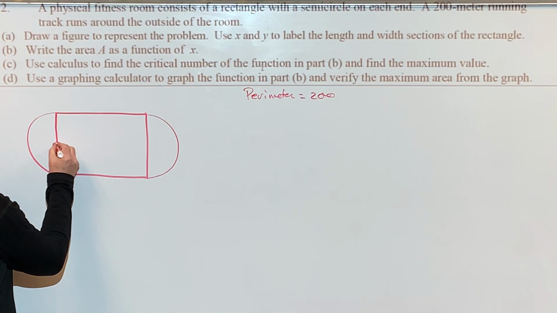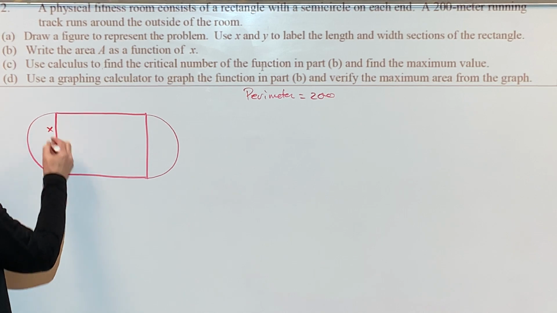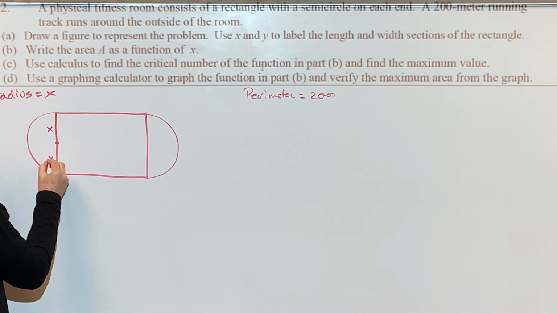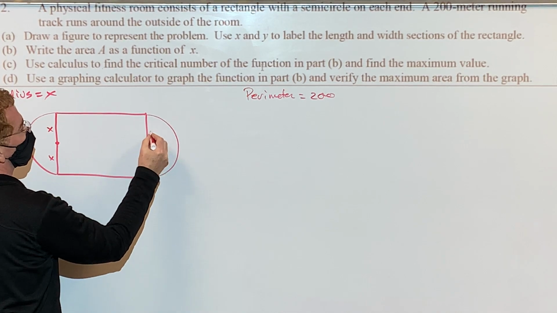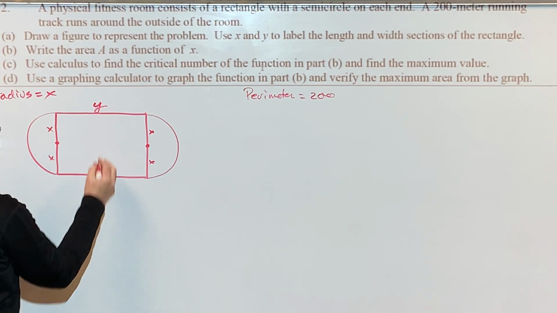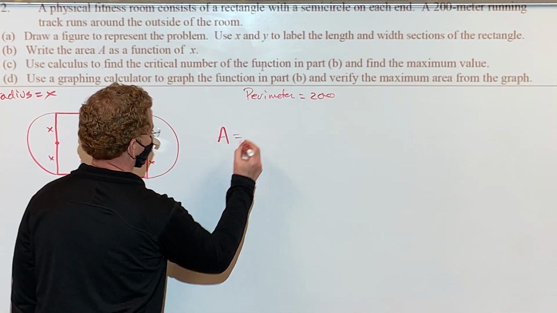I'll probably just call, I know the radius is going to have to be involved in this, so I'm going to call the radius X. So that would be an X, that would be an X, right? And then I know that this length right here, I guess I can call Y, just for lack of knowledge at this point. But since I know the X is going to remain in there, I'm going to label that. And it says write the area as a function of X. So I want the area of this whole thing. What would the area of this be?